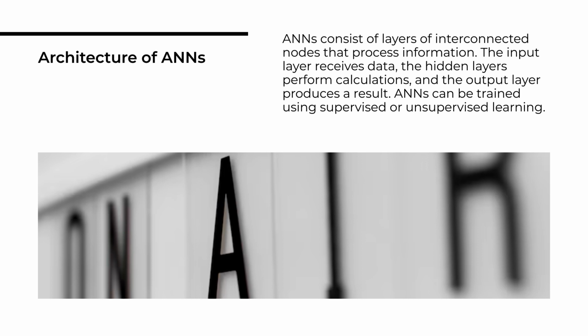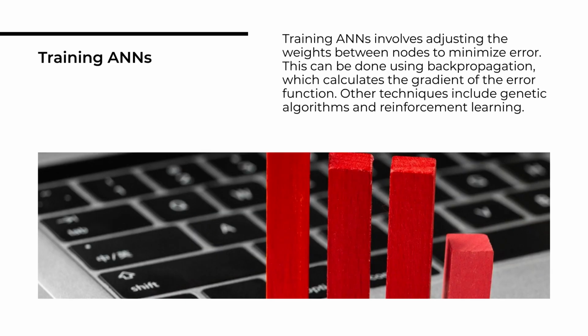3. Training and optimization, techniques for training neural networks, including backpropagation, gradient descent, and advanced optimization algorithms. 4. Deep learning and representation learning, understanding the principles and applications of deep learning, which involves training deep neural networks to automatically learn hierarchical representations of data.